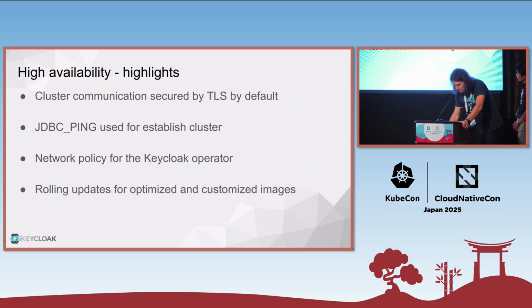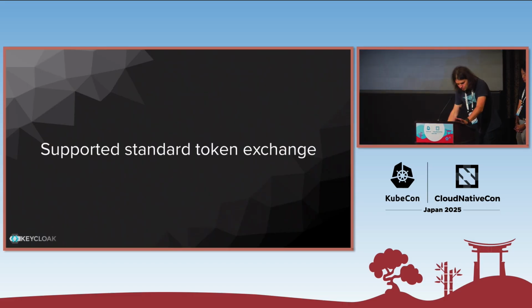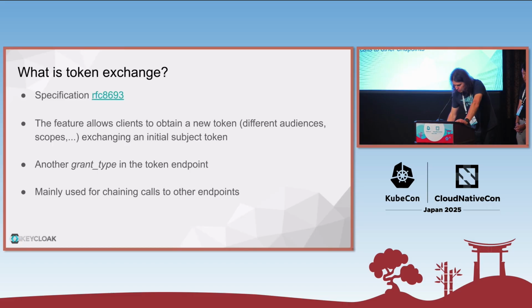And high availability: there are improvements in the cluster communication. It's secured by TLS by default. JDBC ping is used for establishing the cluster, which is useful because establishing a cluster is more reliable in environments, and it does not require multicast by default anymore. And there are improvements in the Keycloak operator related to network policy and rolling updates for optimized and customized images which use the same version of Keycloak. So now about supported standard token exchange.